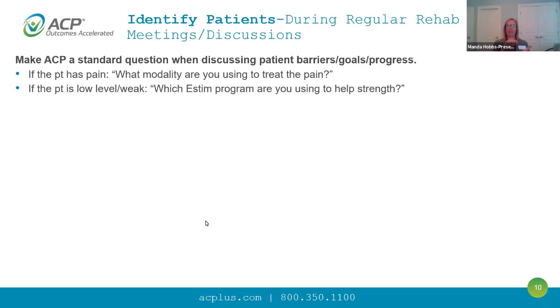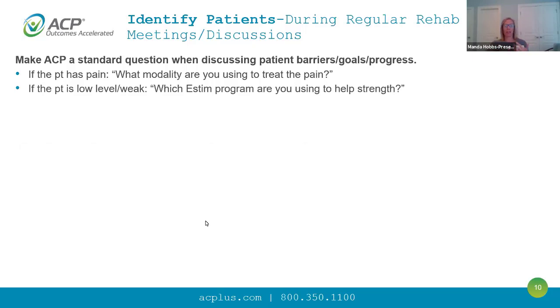Framing it in that way sets the expectation that those modalities should be considered, versus the yes or no answer to, are you using modalities with that patient? They can say no, and sometimes managers will just be on their way, versus asking the deeper questions. Another specific thing you could ask, if the patient is low level, very weak, and it's hard to get them to participate: which ESTEM program are you using to help with strength? That will get the therapist to start thinking, well, yeah, maybe I could be using ESTEM for strength.